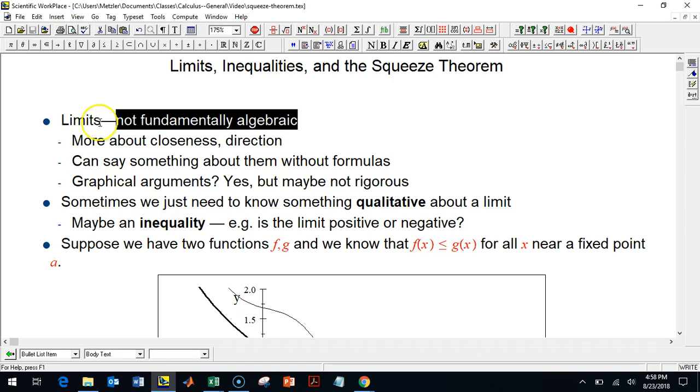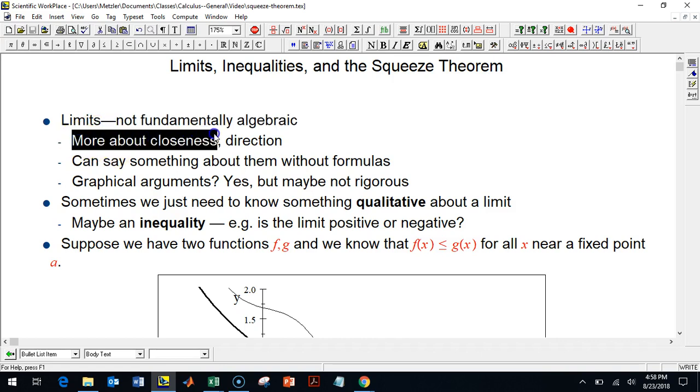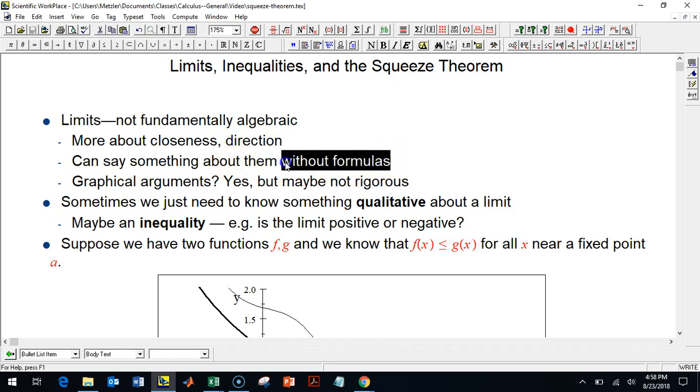A lot of functions are given by algebraic formulas, and you do some algebraic tricks to massage them into a form that's easy to take the limit. But limits fundamentally are about things getting close to each other, approaching each other. So sometimes about going up and down, like plus infinity, minus infinity. And so you can often say something about limits without formulas.